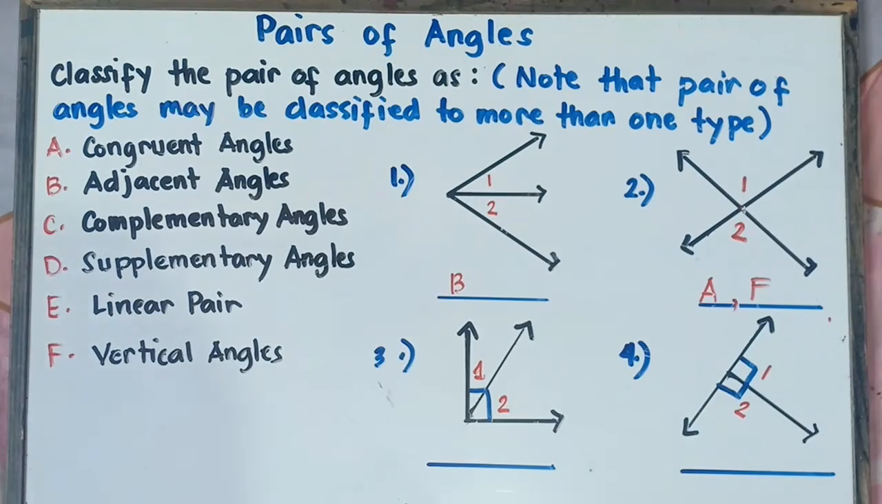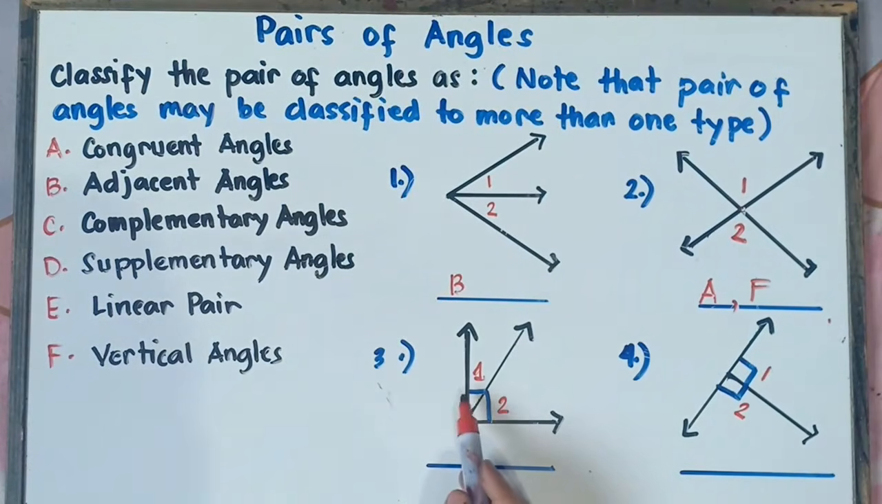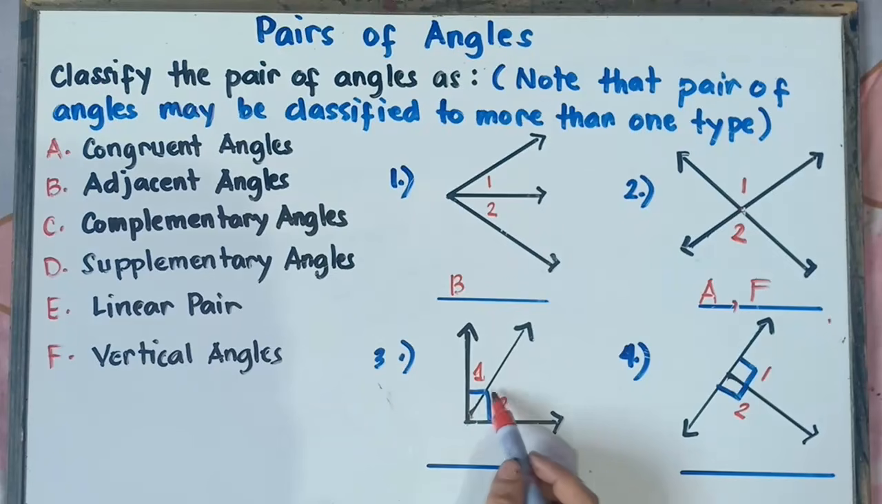Alright, so let's proceed now to number 3. Can you call this one congruent angles? Nope. You can never call this one congruent angles because we don't know the exact measure of angle 1 or angle 2. We know, class, that if you add the two angles, this is 90 degrees, because you have this marking, which means this is a right angle.